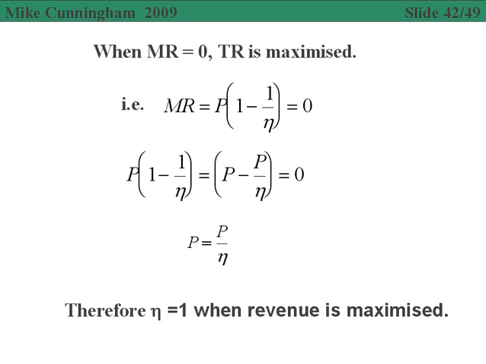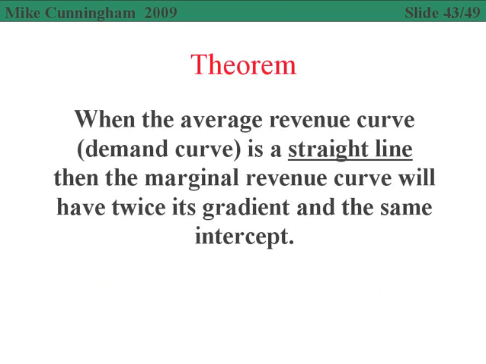Let's have a look at the relationship between marginal and average revenue. And let's be grandiose and call it a theorem. When the average revenue curve is a straight line, and this only works for straight lines, then the marginal revenue curve will have twice its gradient and the same intercept. So it will have twice its slope, but will start at the same point. Let's prove that.